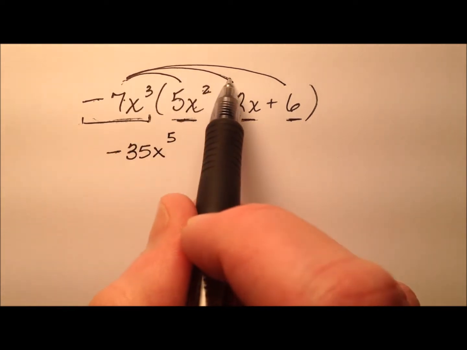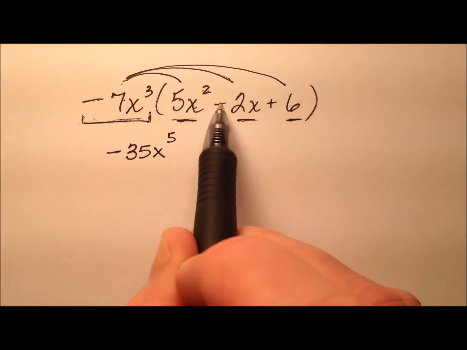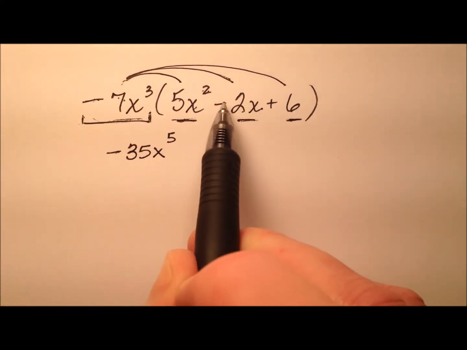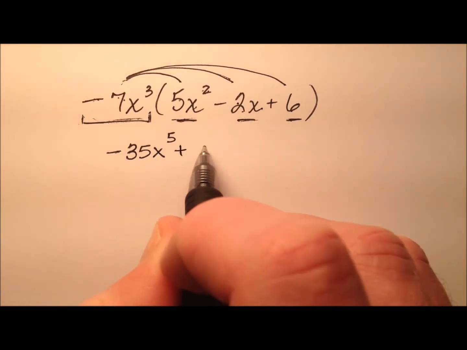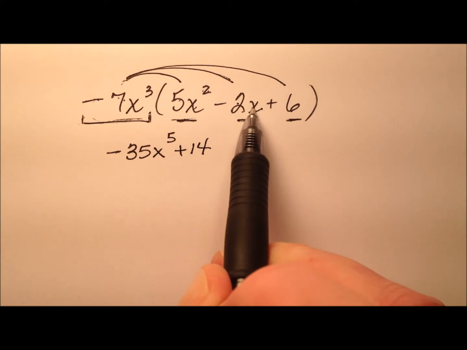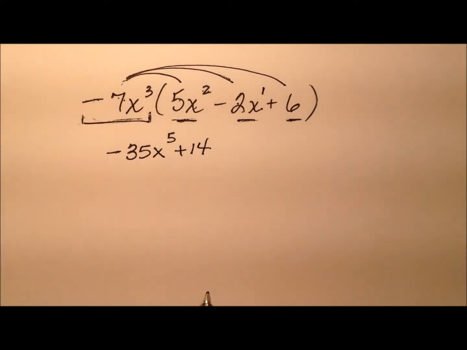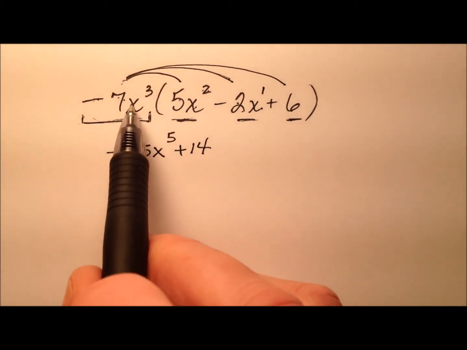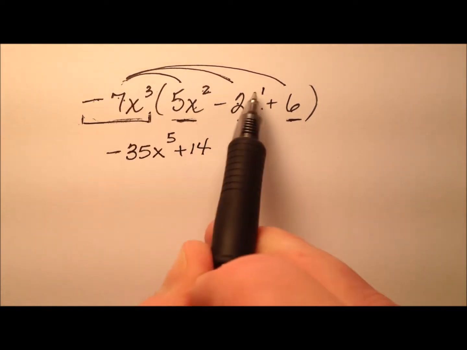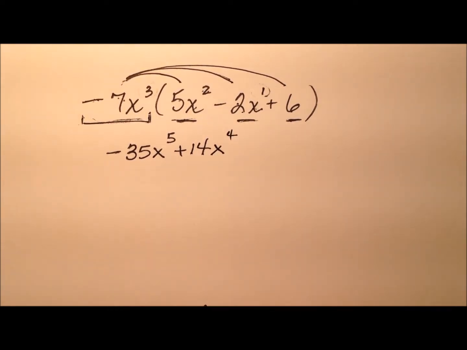All right, so the next distribution, I'm going to take this negative 7x cubed and multiply it by negative 2x. So the coefficients first, negative 7 times negative 2 is a positive 14. And x cubed times x, remember this x has an exponent of 1 when it's not explicitly written. So I'm multiplying like bases, they both have x. I'll add these exponents. So 3 plus 1 will be x to the fourth.